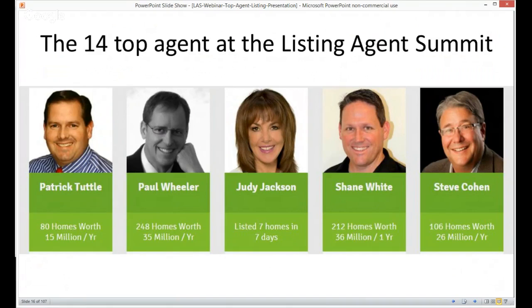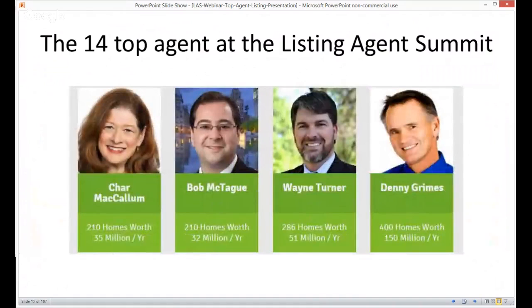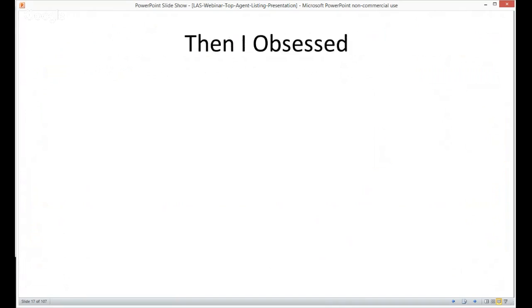And then Shane White, 212 homes worth 36 million in 1 year. Steve Cohen, who did 106 homes worth 26 million in 1 year. And we're almost to the end there. We got Ashar McCollum, 210 homes worth 35 million. Bob McTagg, who sold 210 homes worth 32 million. Well, we got Wayne Turner, 286 homes worth 51 million, and Denny Grimes, 400 homes worth 150 million. These people are heavyweights. They know what they're talking about, and we're really fortunate to have them on the summit. And again, this is the information that we're pulling for this webinar.